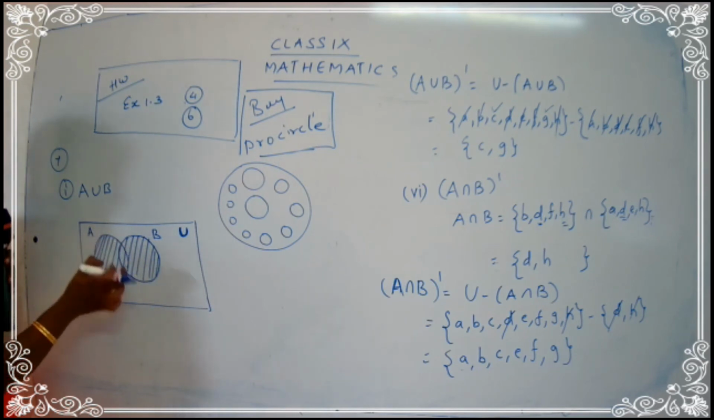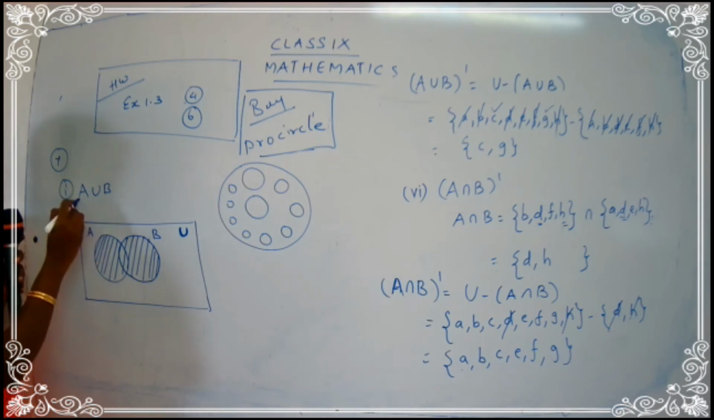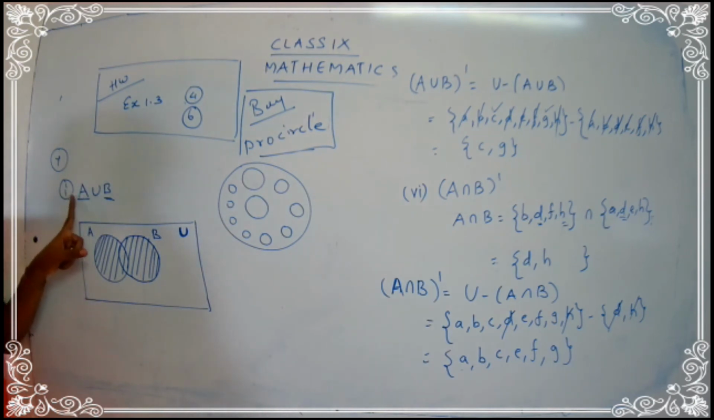Shaded. What is the meaning of the shaded part? The shaded part shows that I am going to consider A and B. I am taking A and I am taking B. So this is the answer. A union B, shade A and shade B.